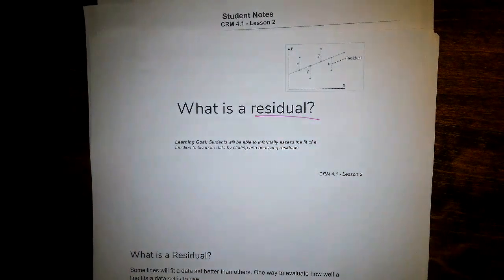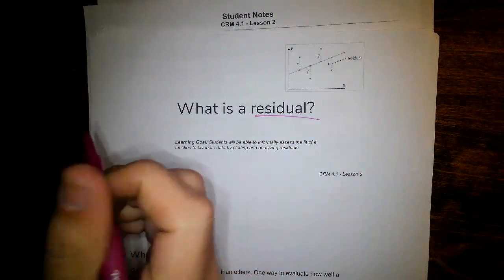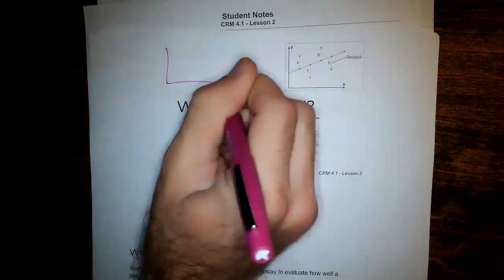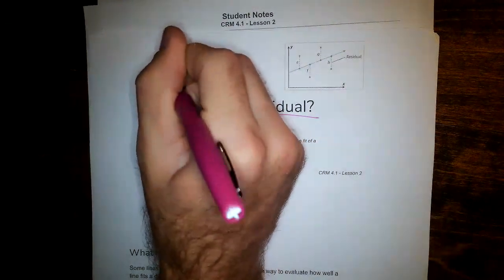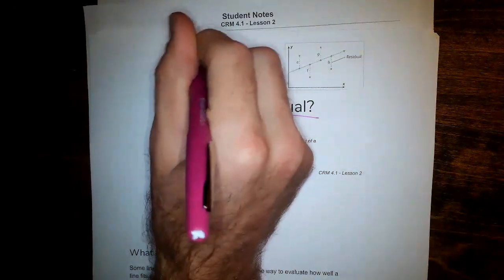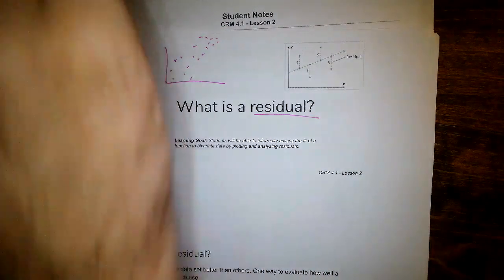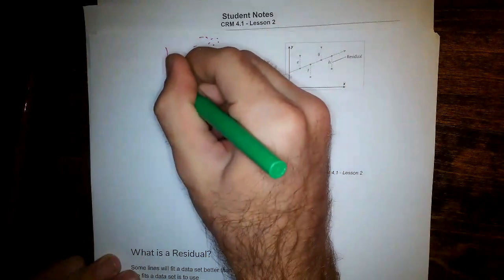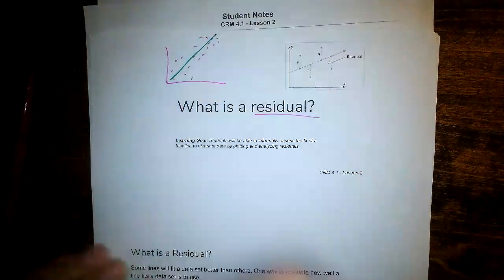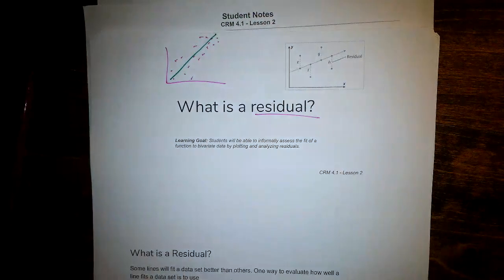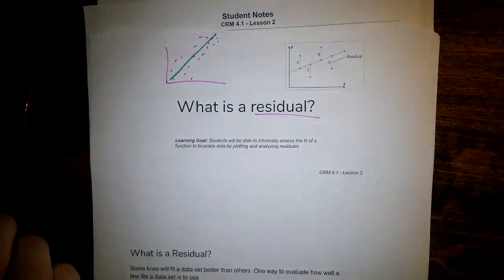So to explain this, let me just show you visually real quick before I get into the definitions. Let's say we have a graph with a bunch of points just like that, and I go ahead and make a line of best fit. So it's somewhere around there, right? It's going up. There's a pattern to it.